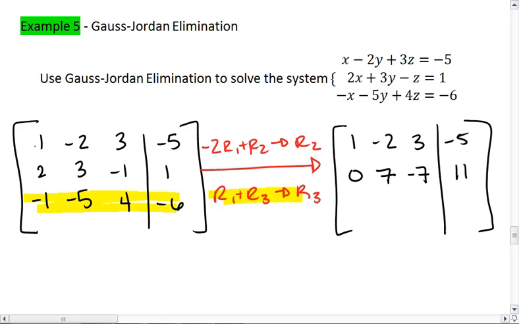Now I'm going to get row 3. I'm just going to take the values from row 1 and add them to row 3. 1 plus negative 1 is 0. Negative 2 plus negative 5 is negative 7. 3 plus 4 is 7. And negative 5 plus negative 6 is negative 11.